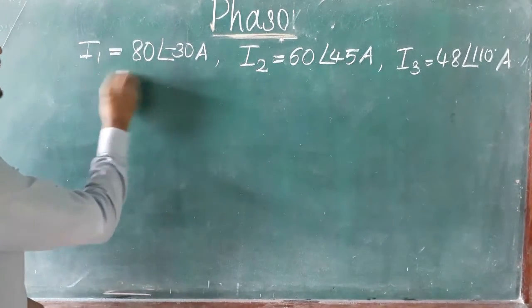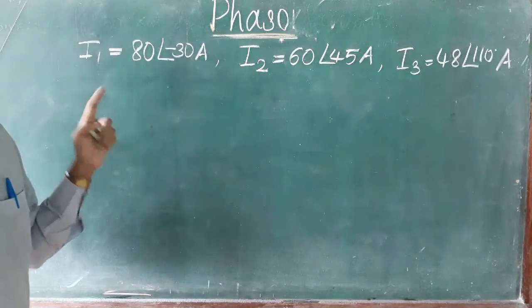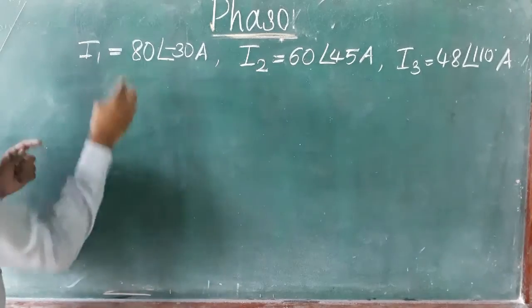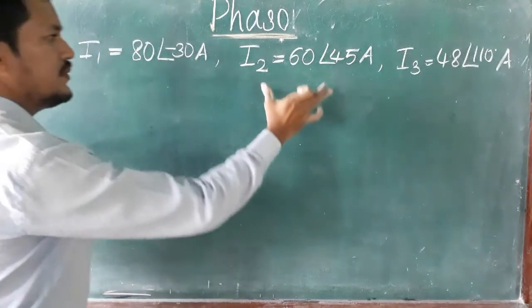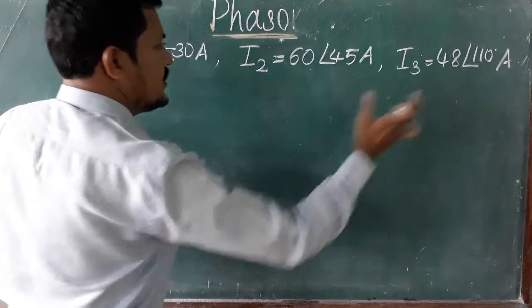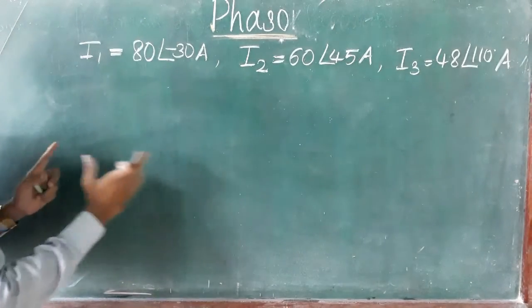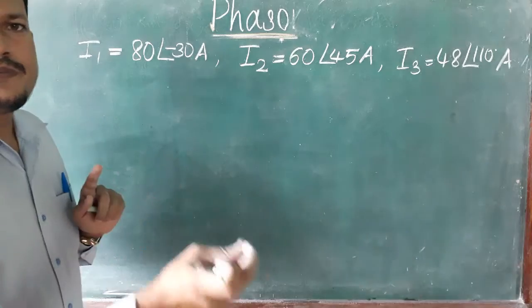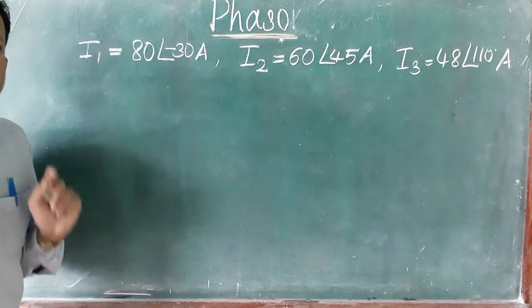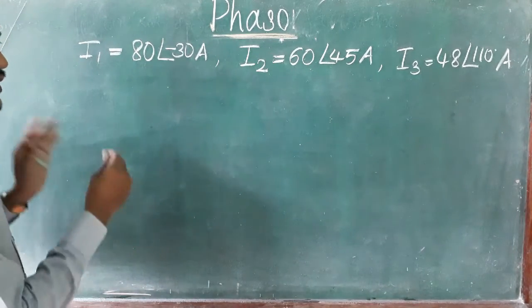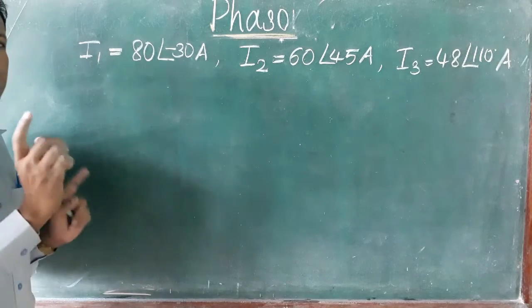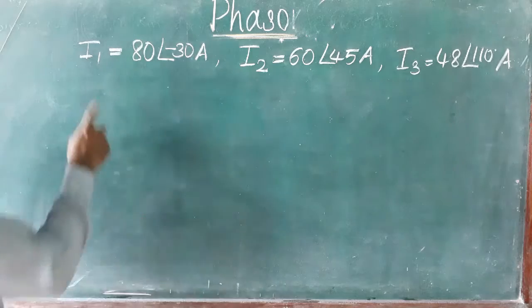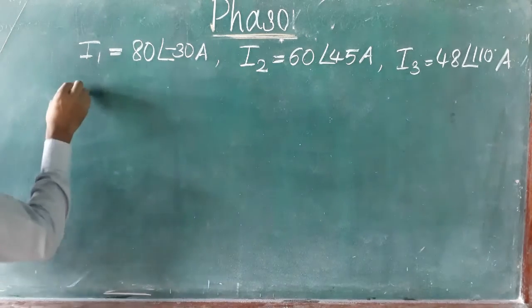So we want to convert these values into rectangular format. We convert I1 into rectangular form, then I2, then I3. Only then can we add directly, the real parts together and the imaginary parts together. Then the answer we can convert again from rectangular form to polar form. That is an easy calculation. So first we want to convert I1 into rectangular form.